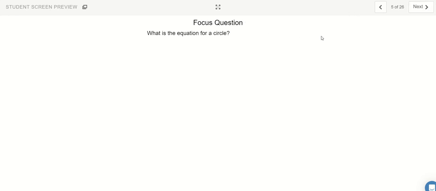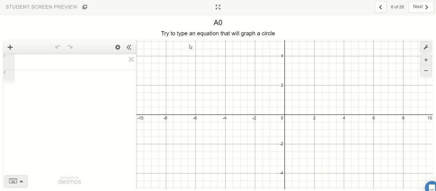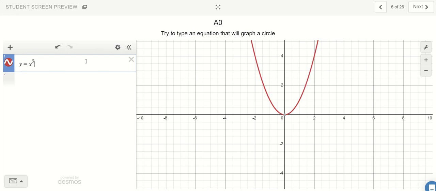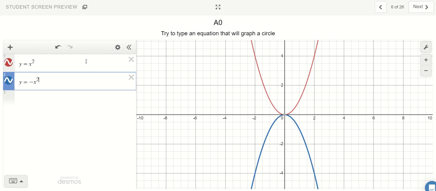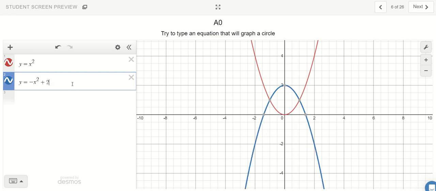So first of all, what's the equation of a circle? Here you guys can try different things to see if you can graph a circle. I don't expect you guys to figure it out right away, but I just want you to try different things and see if you can make a circle. Because I know we can make a parabola, we can make a negative or a parabola that's upside down, and we know how to shift these up. But again, how can we make a circle? That's what we're going to try to figure out. So again, go and just experiment, try graphing different things and see what happens.